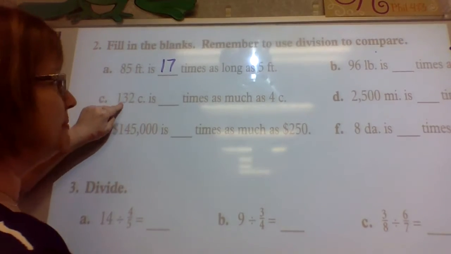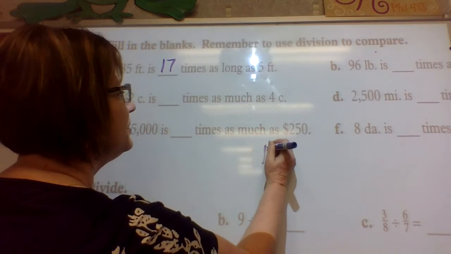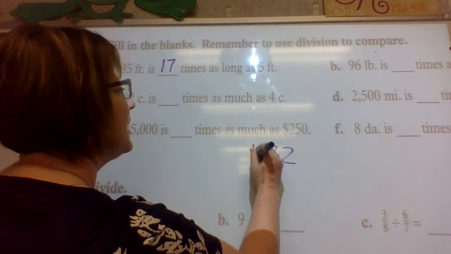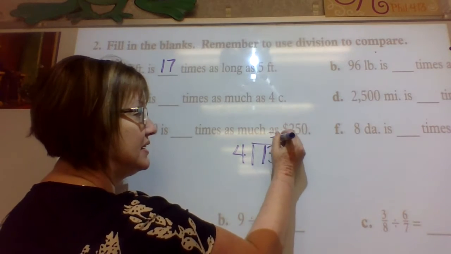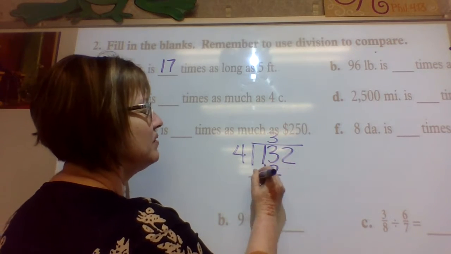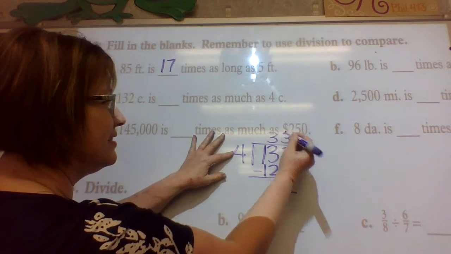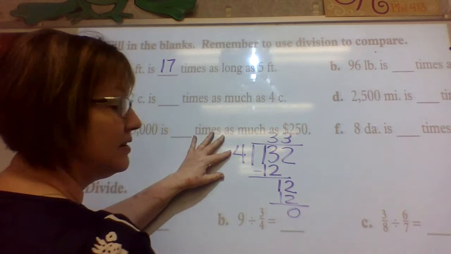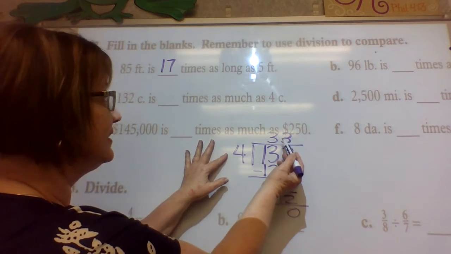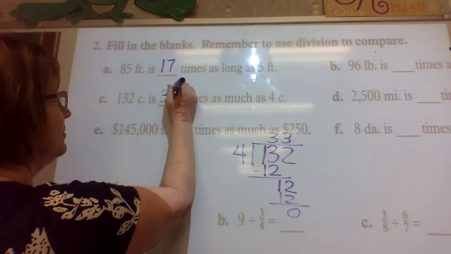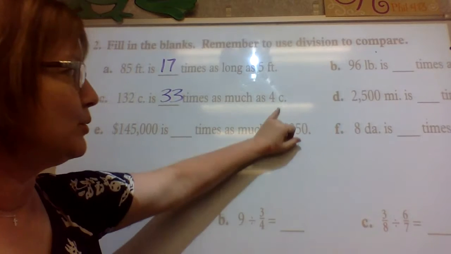Okay, 132 cups is how many times more than 4 cups? So you're going to divide 132 by 4. 4 goes into 13 3 times. 4 times 3 is 12. 13 minus 12 is 1. Bring down that 2. And it goes in there again, 3, and that's going to be no remainder. Right? I know I'm zipping through this, but you guys know this. You got this. 33 times. So 132 is 33 times as much as 4.